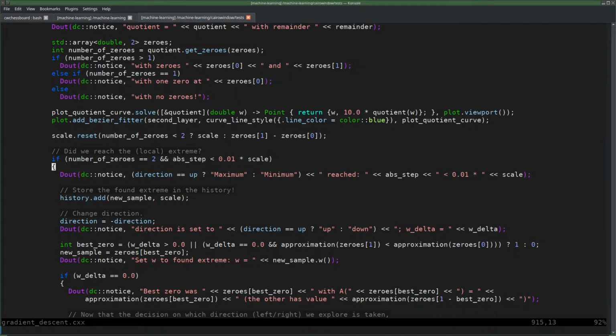Yeah, this doesn't make sense. Yeah, you see the comment. The comment says, did we reach the local extreme? That question is answered by the fact that the absolute step was super small. It has nothing to do with whether or not we found zeros. Nothing whatsoever. So this part should go.